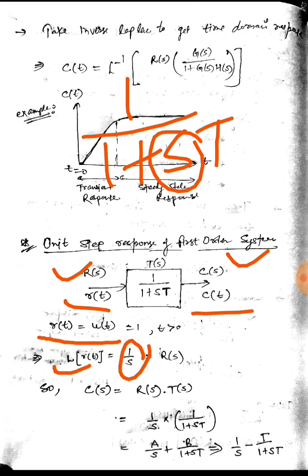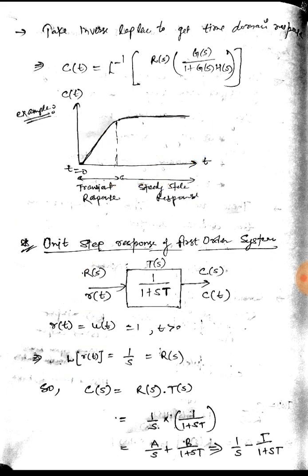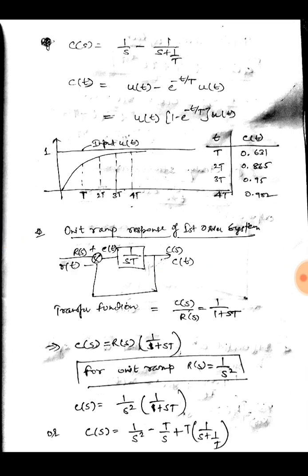So C(s) in the first order system is R(s) into the transfer function, that is input into transfer function. Input is 1 upon s and the transfer function is this one. So this is our output in frequency domain. Now using partial fraction I have split this function into two terms, that is 1 upon s minus T upon 1 plus sT. Now C(s) becomes 1 upon s minus 1 upon s plus 1 upon T. If I now take the inverse Laplace transform, this is for u(t), that is I will get u(t), and this is for e raised to the power minus t/T u(t).